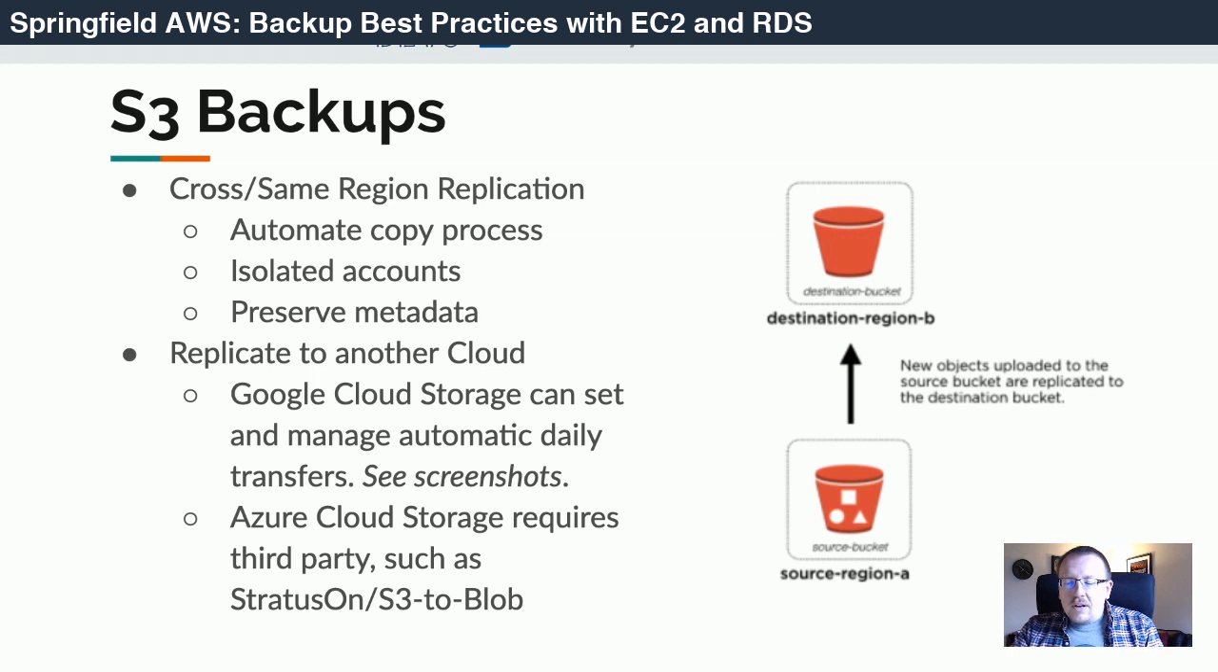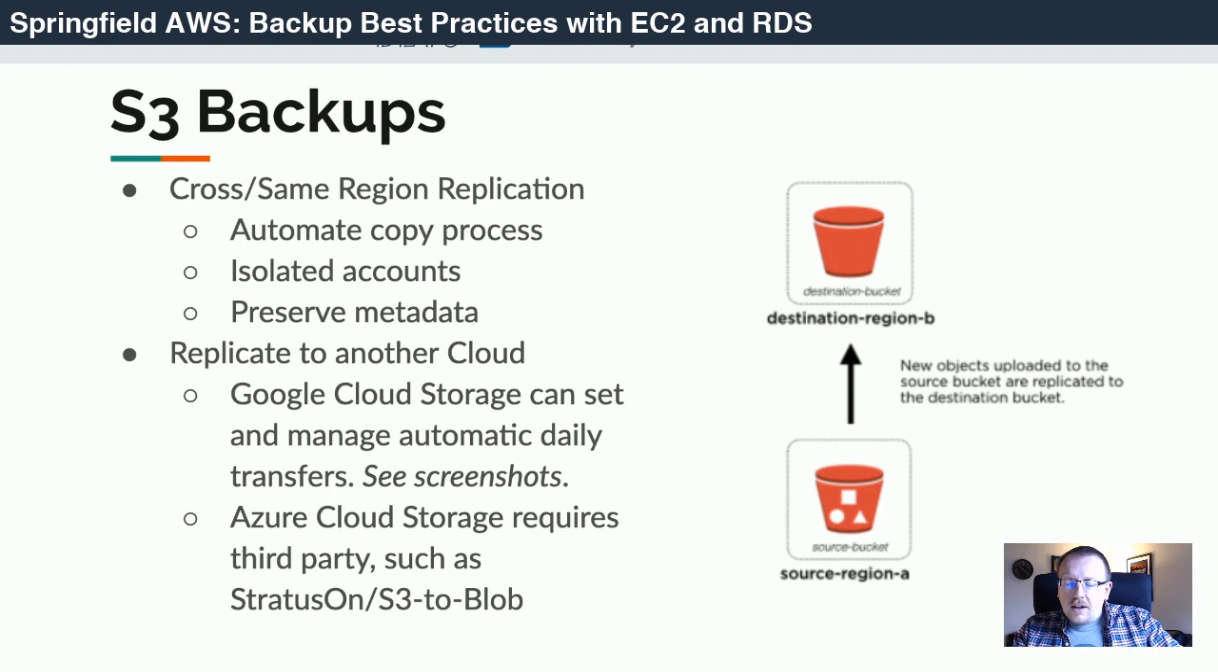Now, another possibility would be to replicate to another cloud or to on-prem. AWS has a few different options for on-prem, but let's assume that you're not replicating to AWS on-prem. You've got a few different options. There are various tools out there that you can use to sync data, but specifically I wanted to call out Google Cloud Storage. They have the ability to set and manage automatic daily transfers from AWS buckets to a Google Cloud Storage bucket. I'm not sure what their terminology is, but we've been using that for a long, long time, and it works great. I'll show you a screenshot in a second.